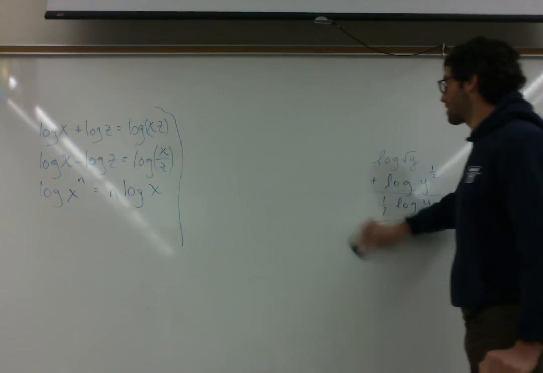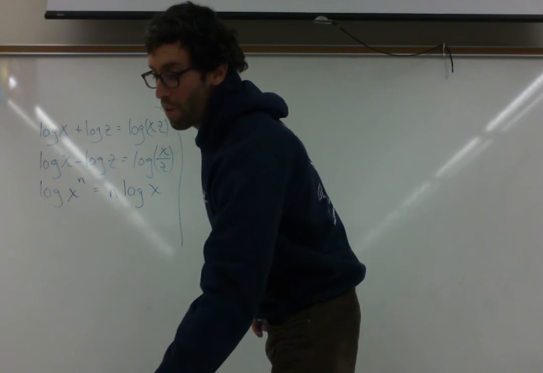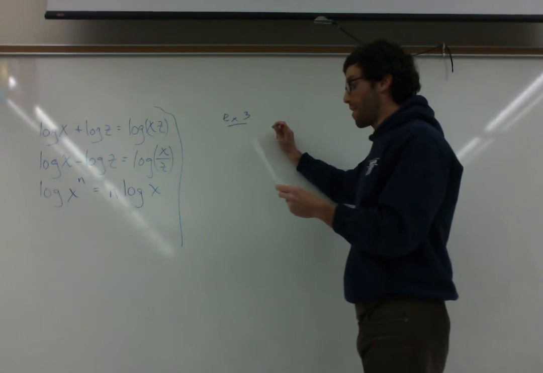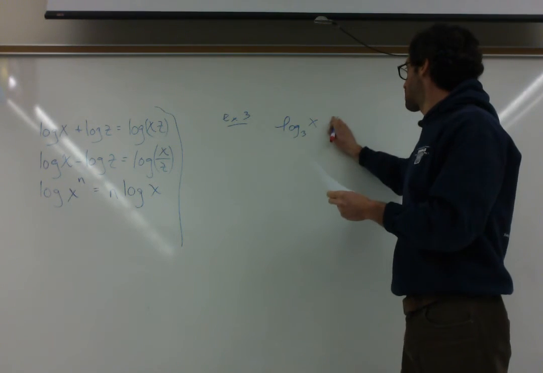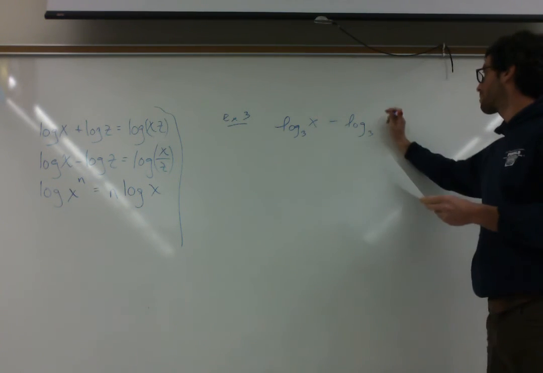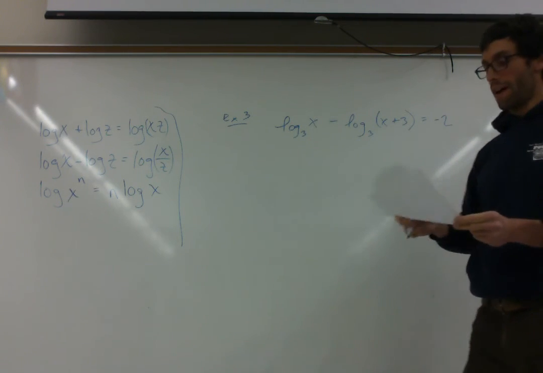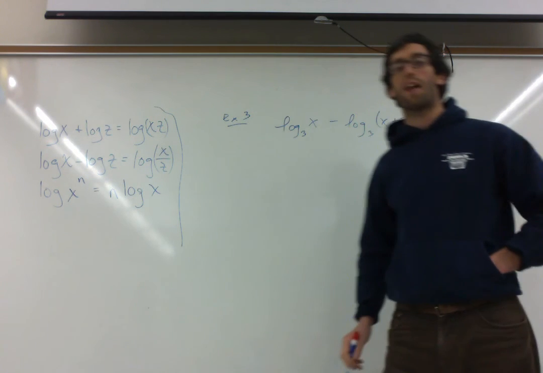Solving equations is going to involve condensing into a single logarithm first. All right, so this is actually kind of an easy one. I think log base 3 of x minus log base 3 of x plus 3 equals -2. All right. It says solve the following equation using properties of logarithms.